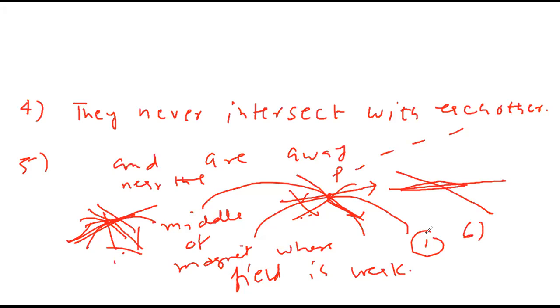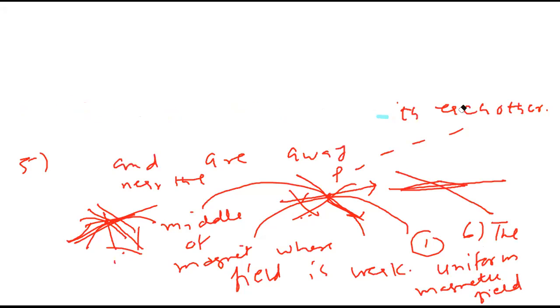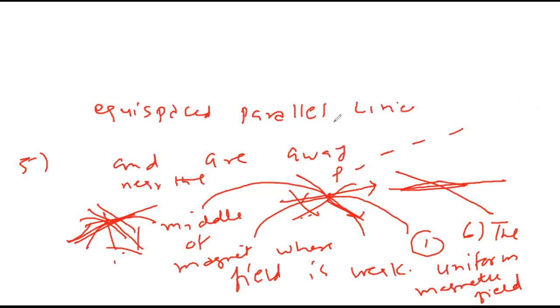Sixth point: the uniform magnetic fields are represented by drawing equispaced parallel lines.